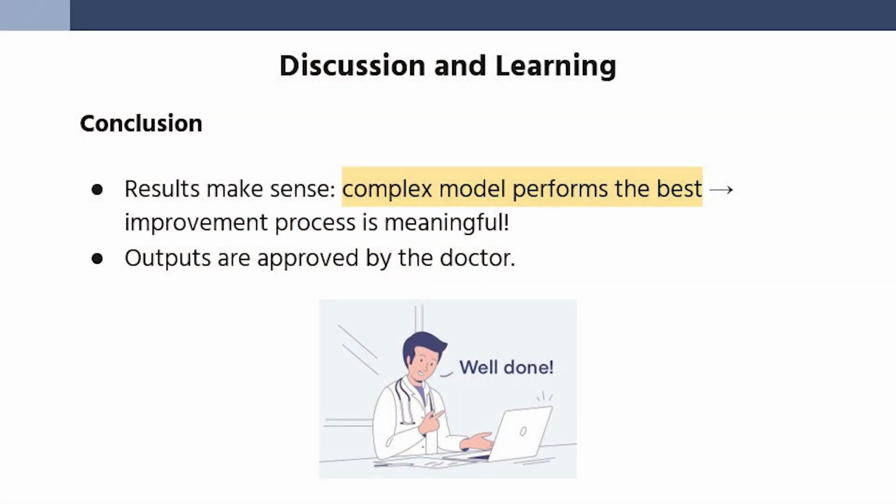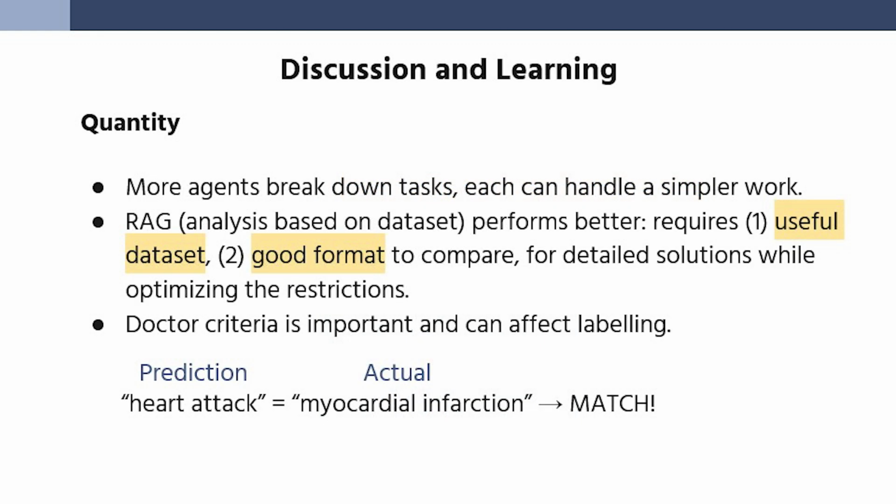Let's start with the conclusion. The results make sense as we see the complex model performs the best, which means our improvement is meaningful, and outputs are approved by the doctor. From the quantitative results, we notice that with more agents breaking down tasks, each can handle simpler work, and this makes a big improvement. Also, applying RAG performs better, but in this case, a well-chosen dataset and a good cleaning process are required for detailed solutions while optimizing the restrictions.